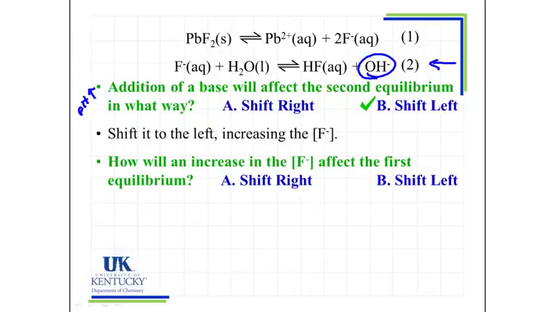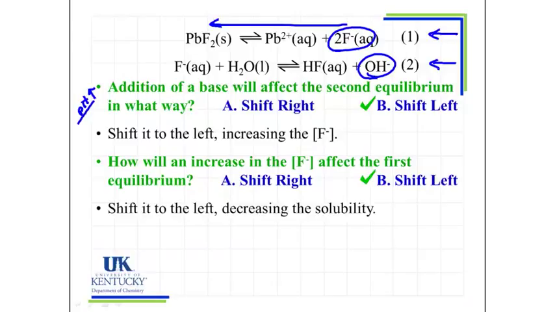Okay, so if you're increasing the amount of F minus in solution, how would the increase of the concentration of F minus affect the first equilibrium? Think about that and answer. Well, did you say that would shift it to the left? You'd be correct. Okay, so if the F minus is going up, it shifts it to the left. So what would we say about the solubility of lead fluoride when we add a base and the pH is going up? That would decrease the solubility. Anytime you get more solid in there than you started with, that's a decrease in solubility.